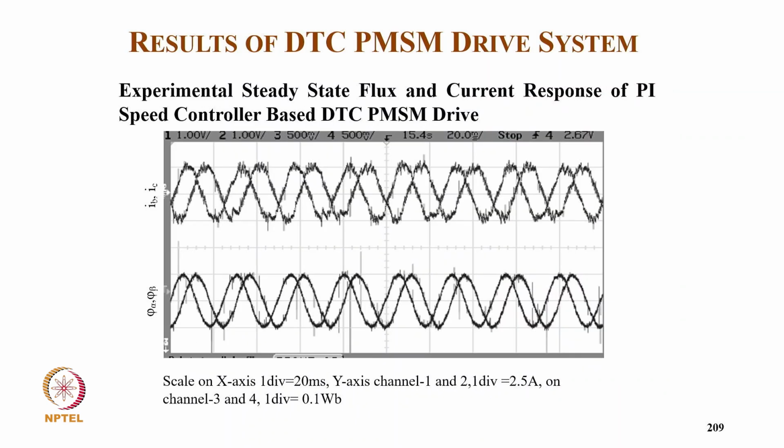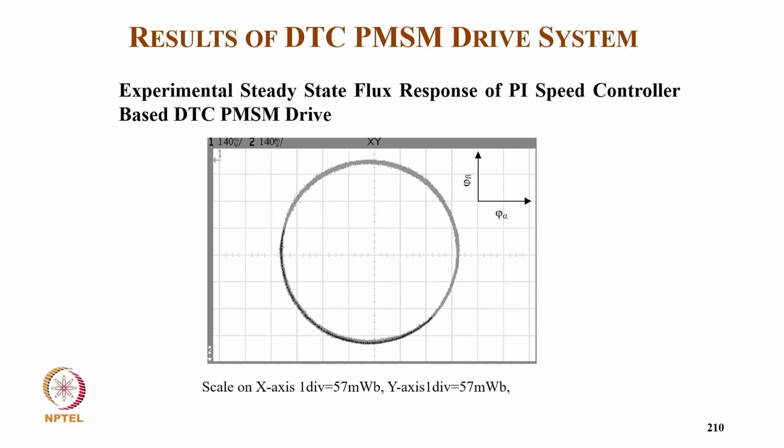And this is, of course, the flux estimated from the current, the estimated phi alpha and beta, and this is the hodograph of phi alpha and phi beta, which is a complete circle, indicating that the flux is sinusoidal.